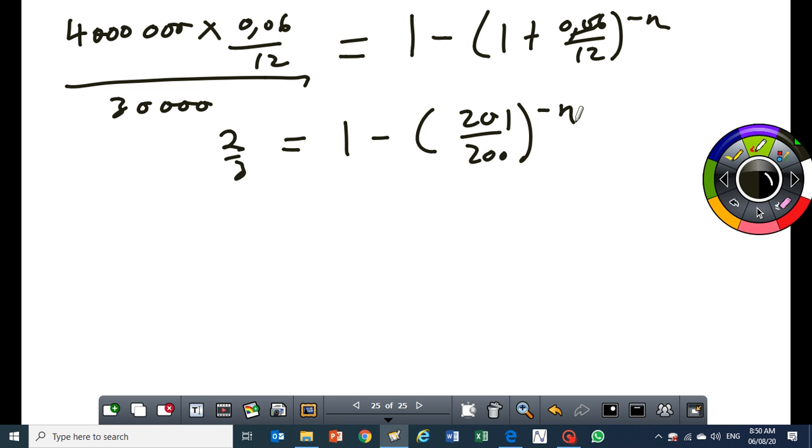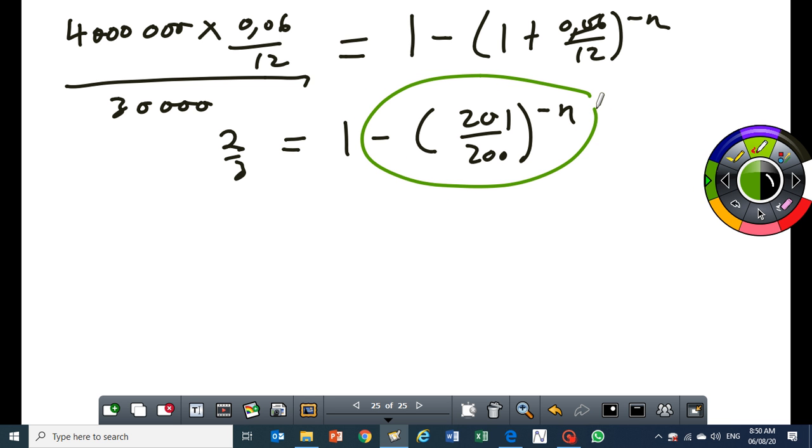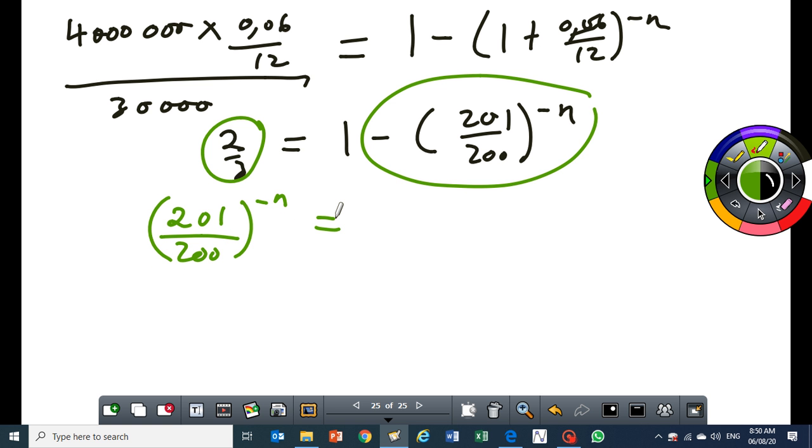Then I'll take this to the left, and I'll take that to the right. So I'll get 201 over 200 raised to the power of minus n in power 2. 1 minus 2 over 3 will give me a third.